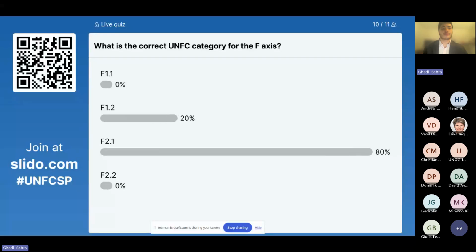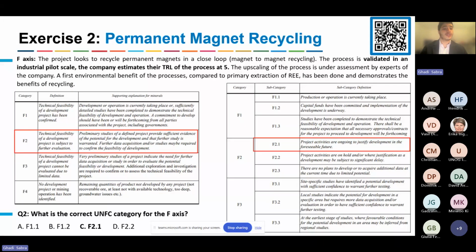Time is up. The majority responded 2.1, which is the correct answer. So yes, they validated in an industrial pilot scale, and the TRL is at relatively high levels. So again, TRLs go from 1 to 9, 9 being fully validated and 1 being very conceptual. I'm sure you're aware of it. So the correct answer in this case is F2.1.